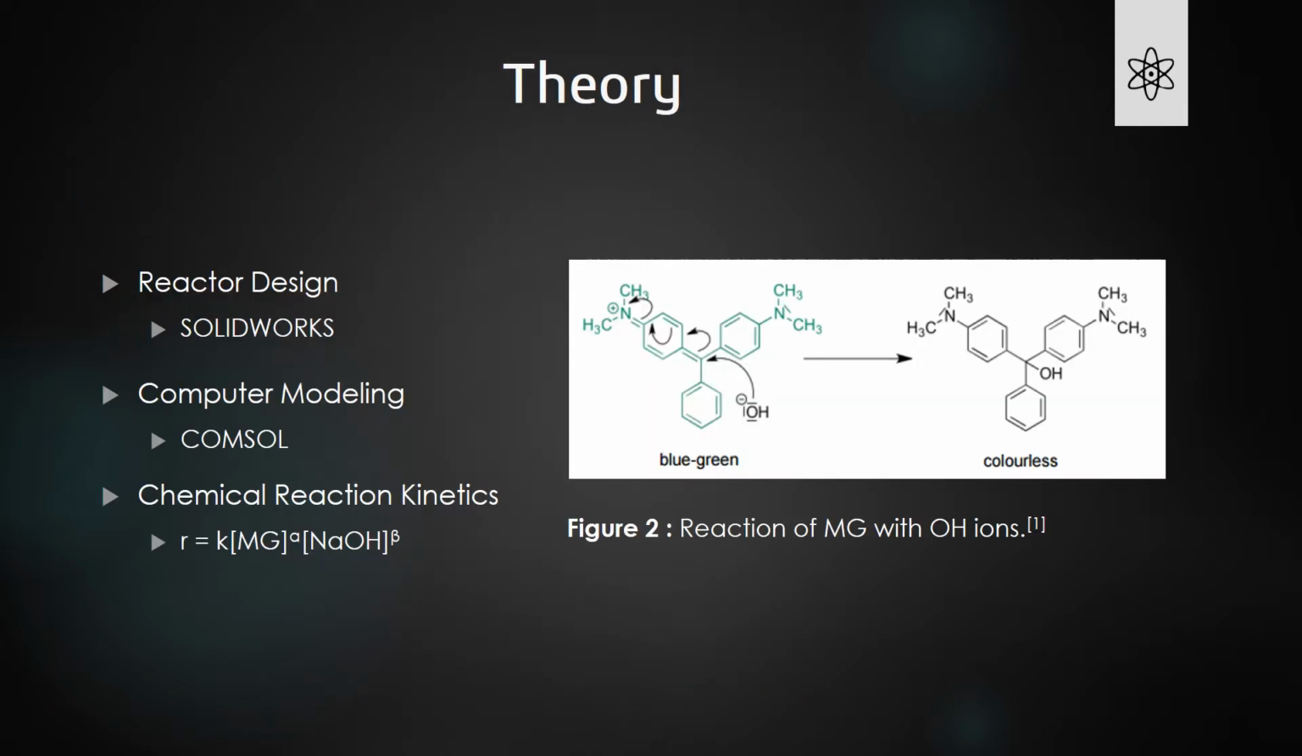The major topics covered in this lab are the design of the reactors through SOLIDWORKS, computer modeling through COMSOL, and the kinetics of the chemical reaction. In this experiment, malachite green reacts with sodium hydroxide. When malachite green reacts with sodium hydroxide, the reaction proceeds as a pseudo first-order reaction, which is displayed on the screen. The hydroxy group leaves the sodium hydroxide molecule and attaches to the malachite green. This reaction forms a colorless product, which can be seen in Figure 2.